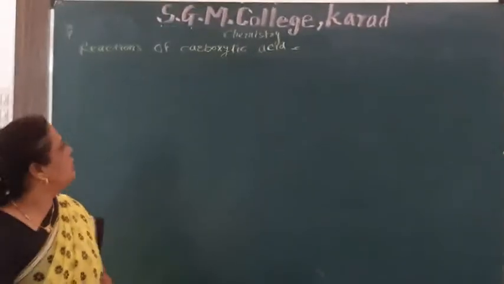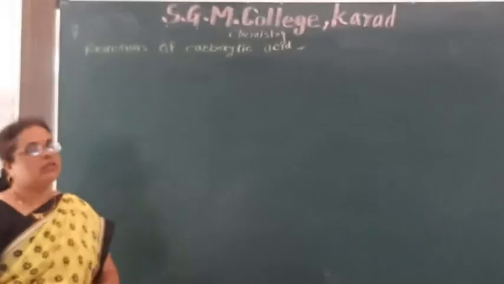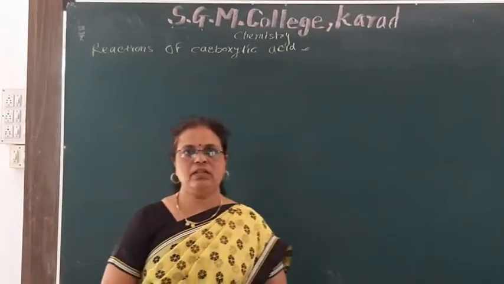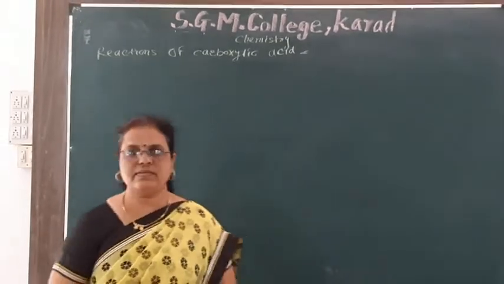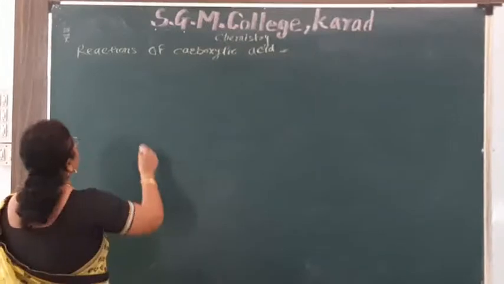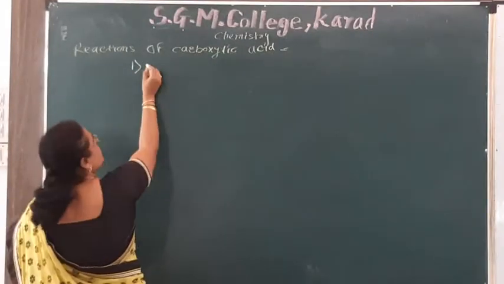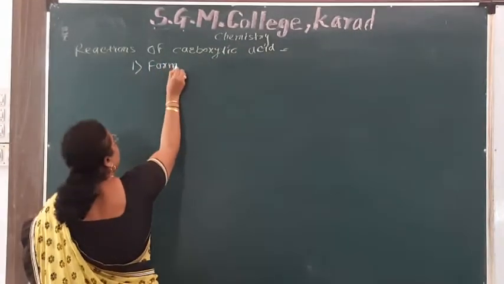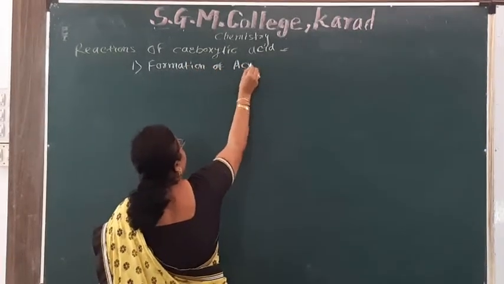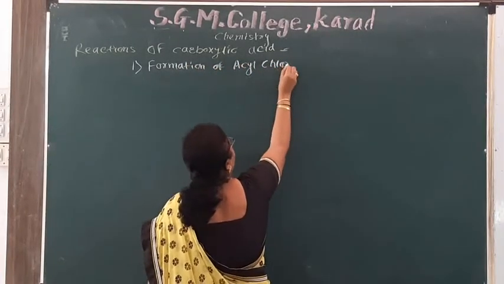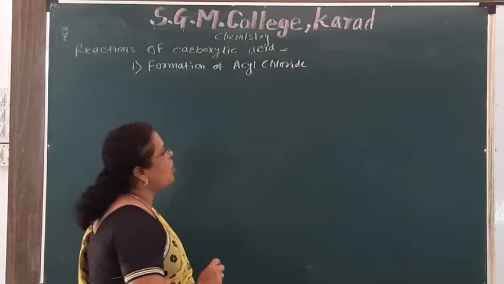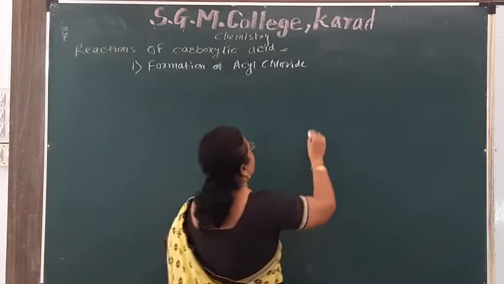Today we are going to see the reactions of carboxylic acids. In that, the first reaction is formation of acyl chloride, or this is also known as formation of acid chloride.